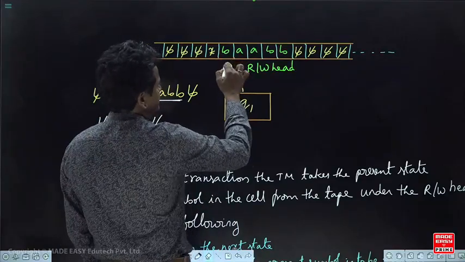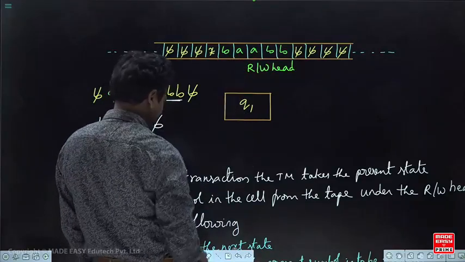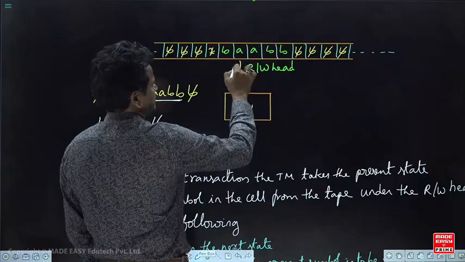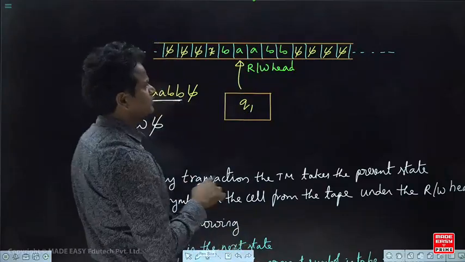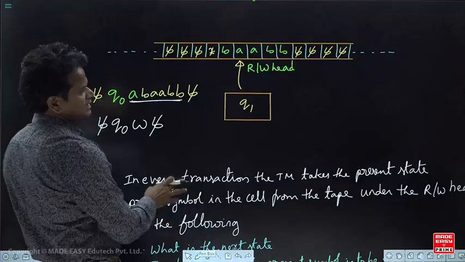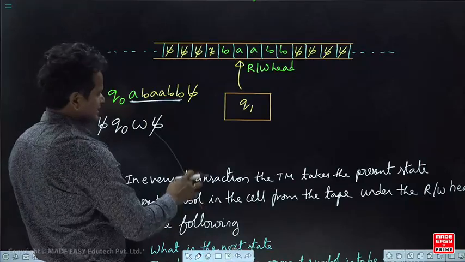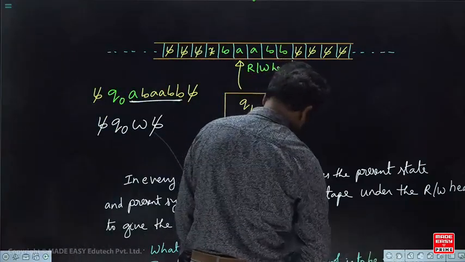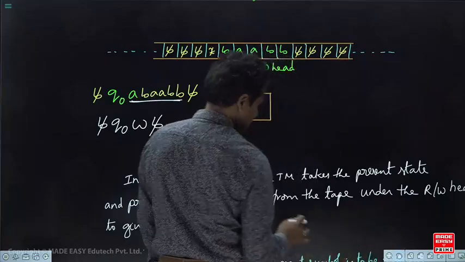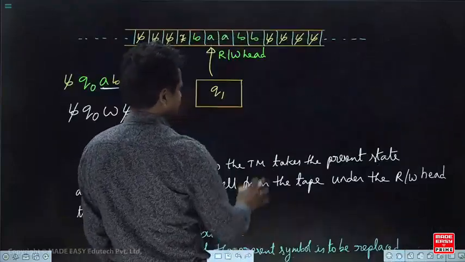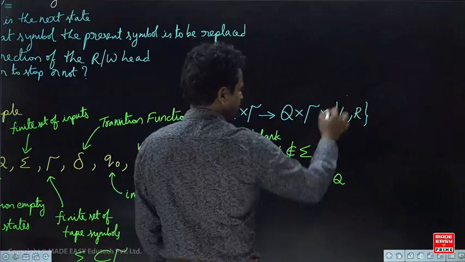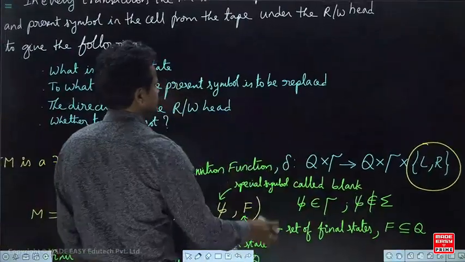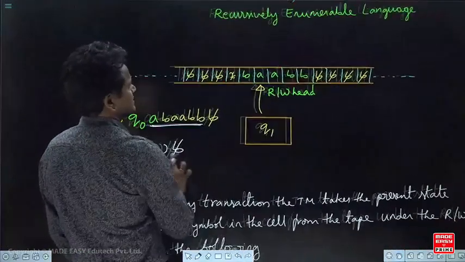Let B be B1 only, and let the head move to the right side. Suppose, for example, right side. Okay, so it can go to the left side or to the right side, because as per the transition definition, it can go to either the left side or the right side.